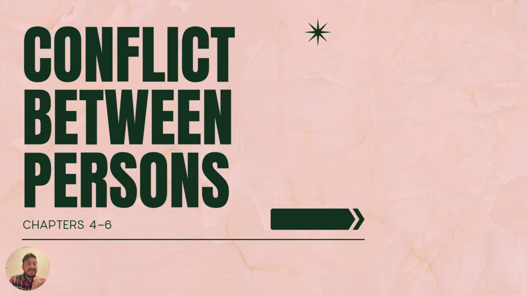Welcome to Unit 10. We continue to move forward quickly through the book. We are now going through chapters 4 through 6 of Conflict Between Persons, and we continue to make our way to Unit 12 and the end of the class.